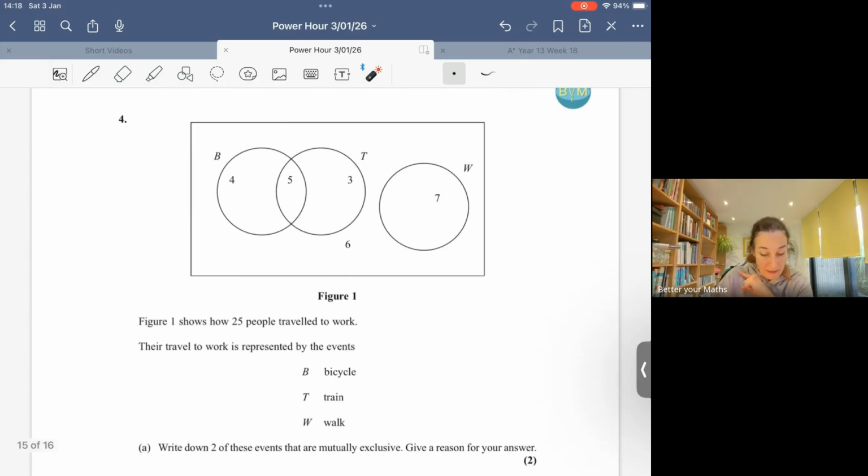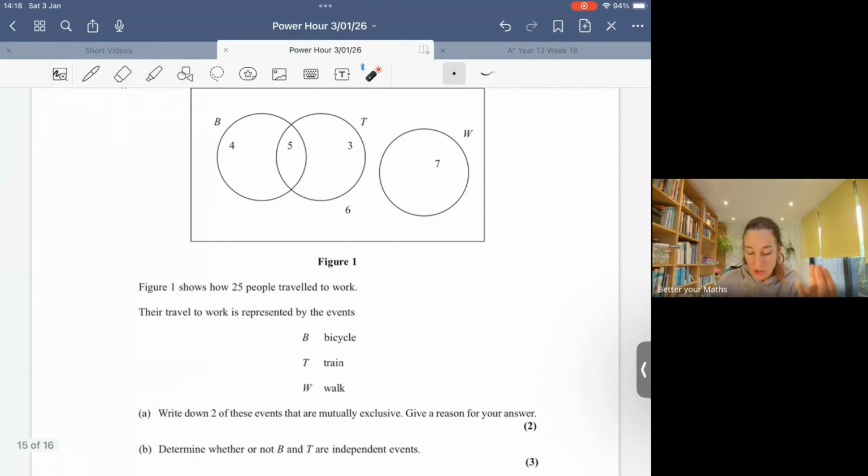So we have a Venn diagram. We have how 25 people travel to work, so we have all the numbers here. We don't have to complete anything in the Venn diagram. B is bicycle, T is train, W is walk, and we have to write down 2 of these events that are mutually exclusive. Can you tell me in the chat 2 events that are mutually exclusive? I'm going to remind you in a minute what it is, but I want to see if you remember. B and W, yeah, or T and W as well, yeah.